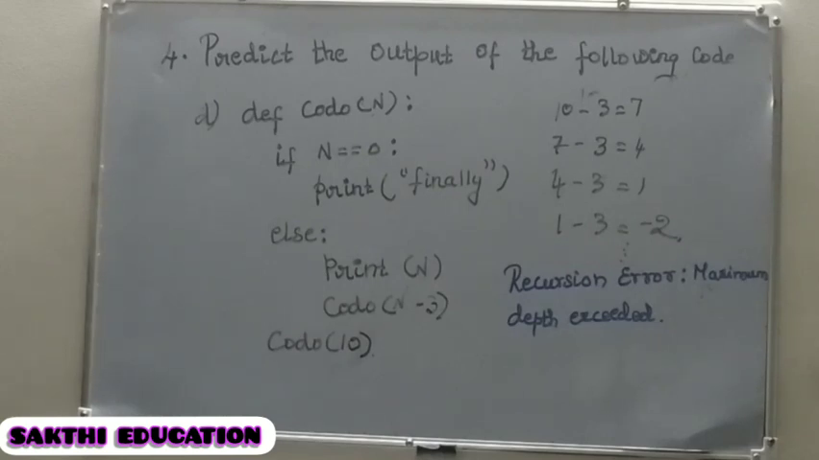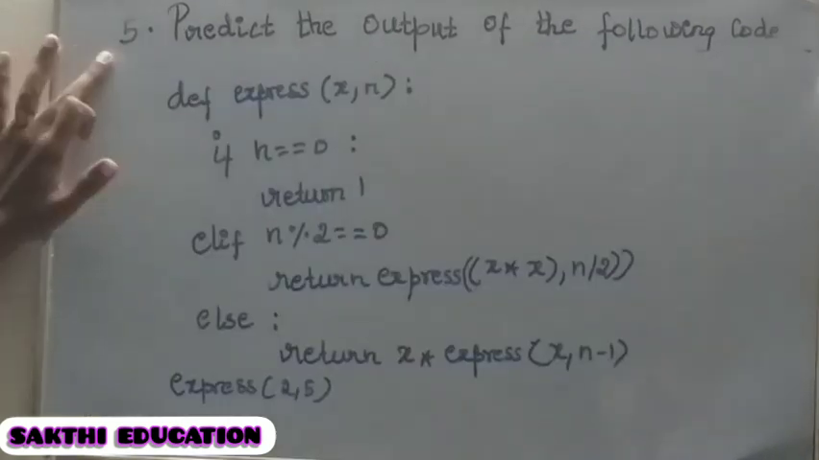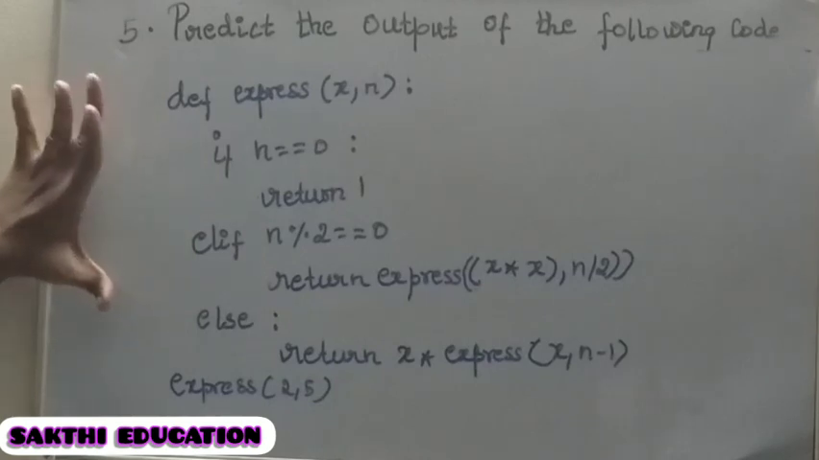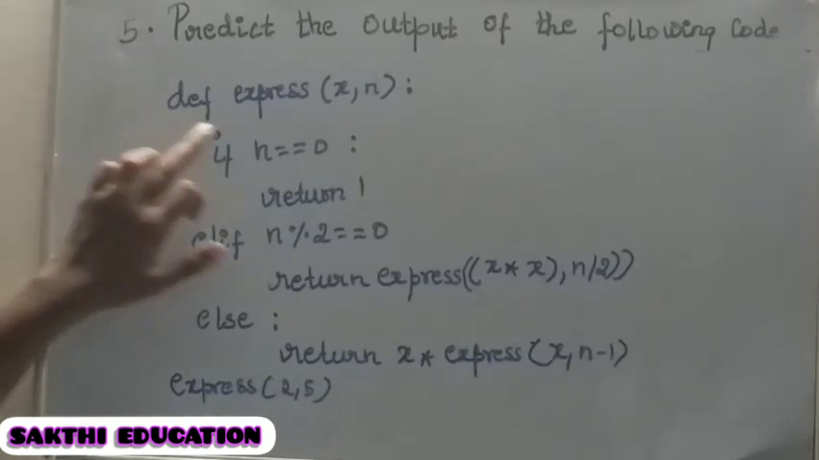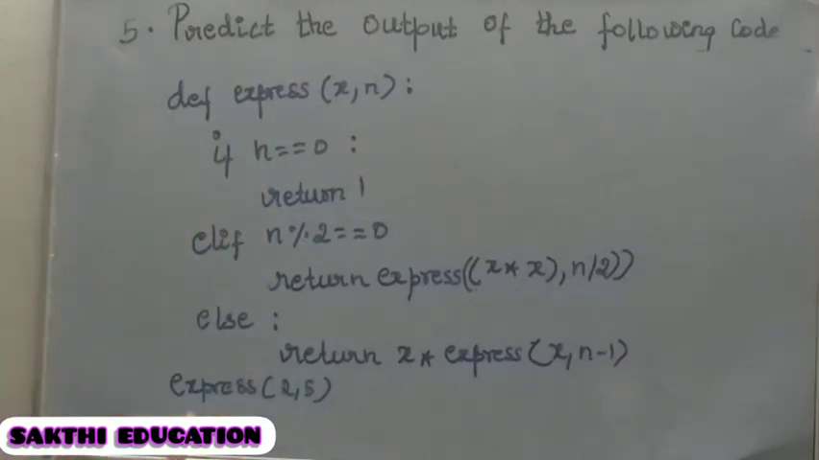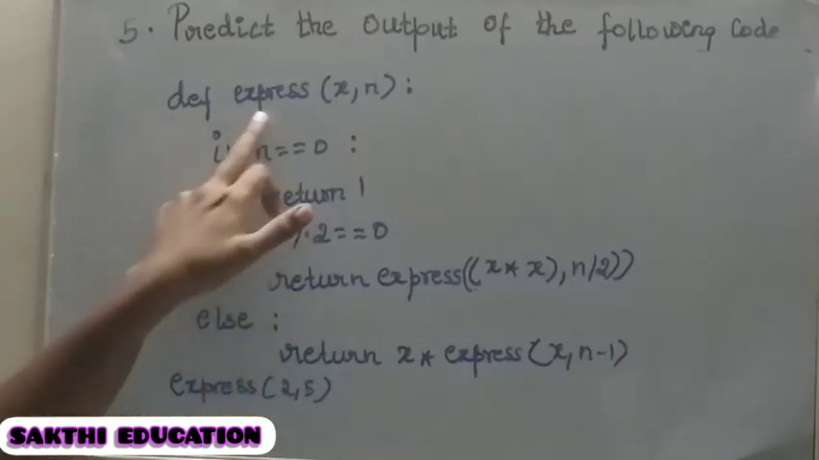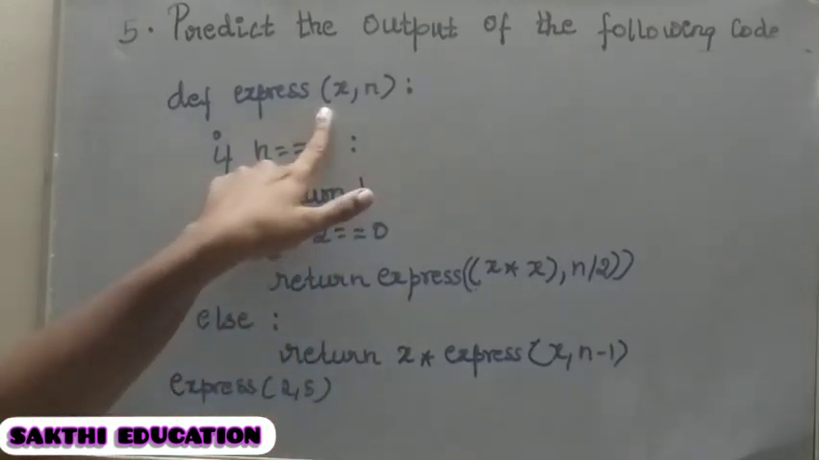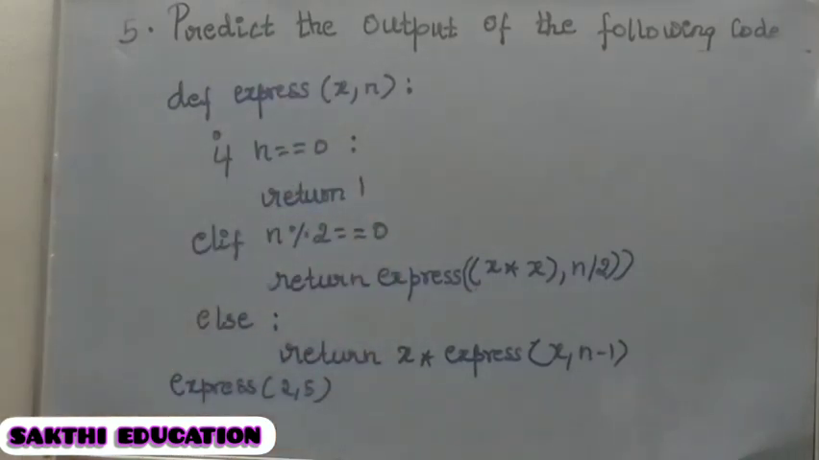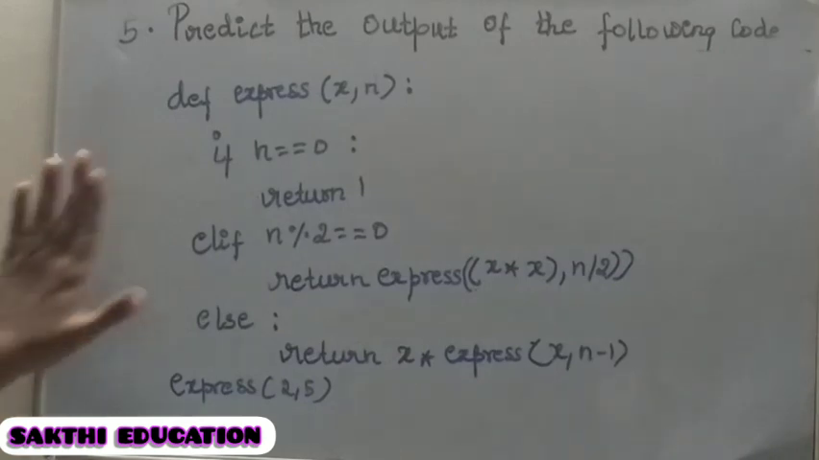Next, 5th question. Fifth question, predict the output of the following code. We have to find the output for this code. So we have a function named express, and for this we have a main call, express of 2, 5. This is your argument. We are passing this 2 to x and 5 to n. Stage by stage we will work, and finally we find the output for this code.